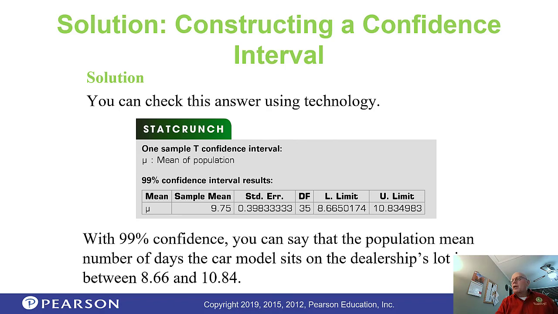And here we go with the wording. Hit pause, write down the wording, get familiar with the wording because that's how it should say. With 99% confidence, you can say the population mean number of days the car model sits on the dealership lot is between 8.66 and 10.84. It could be as low as 8.66, could be as high as 10.84. We don't know what the average is. And 99% of the time, this will be the interval that we're going to use to make our decisions.